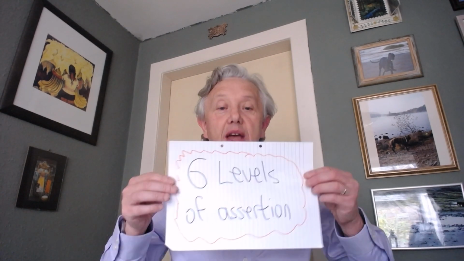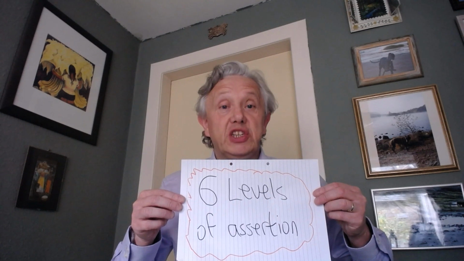Because today we're going to take a look at a really good assertiveness model. It's from a book called Assertiveness at Work by Ken and Kate Back, and the model is what they call the 6 levels of assertion. They go up in degrees of strength, almost like a ladder. So what we can do is pick and choose which ones we use for the situation that we're in and for the people that we're with.